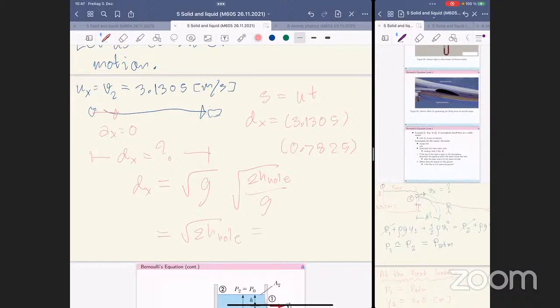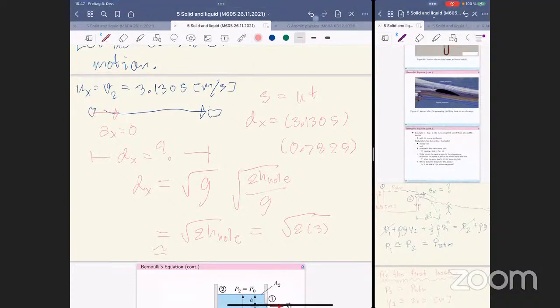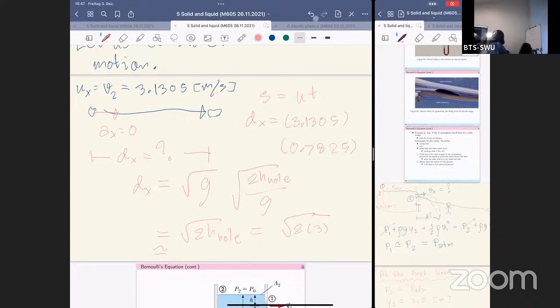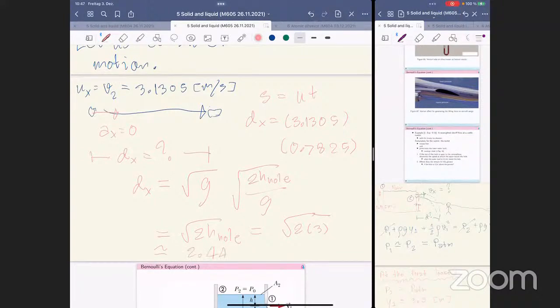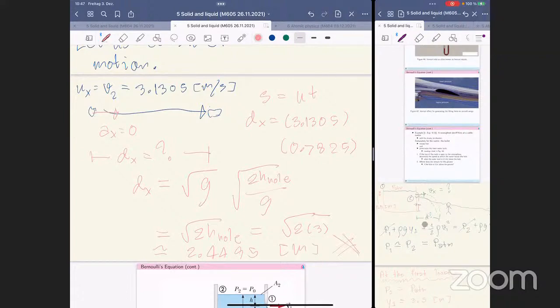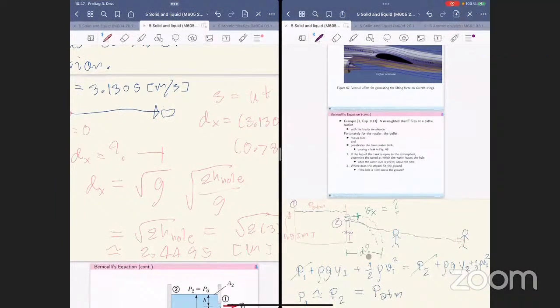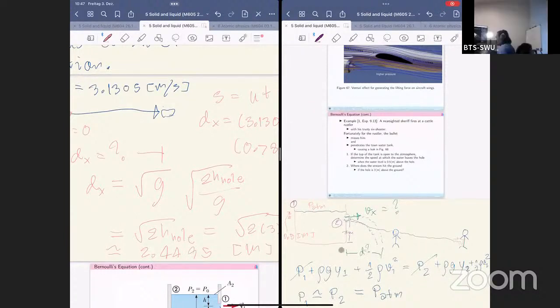It's actually the square root of 2 times 3 meters, the height of the hole. Square root of 6. Is there anybody who can remember the value of the square root of 6? Square root of 6 is 2.4495 meters. And that's it for our problem. The distance here is approximately 2.45 meters away from the hole or the wall of the container, the water tank.